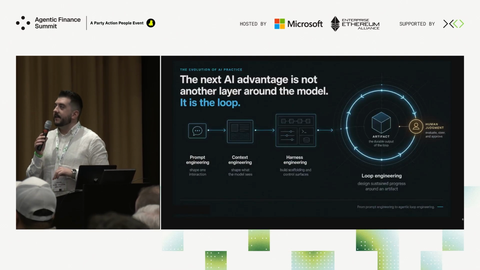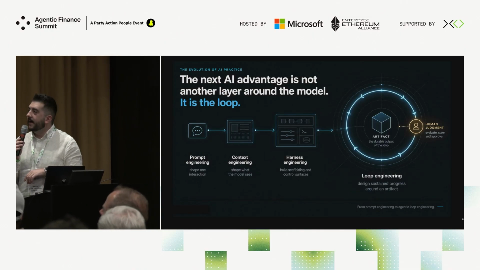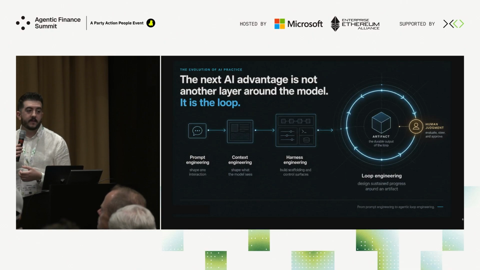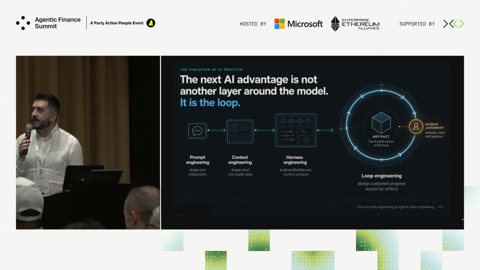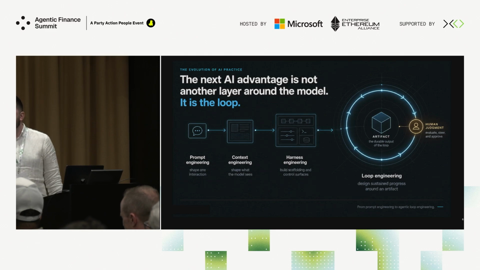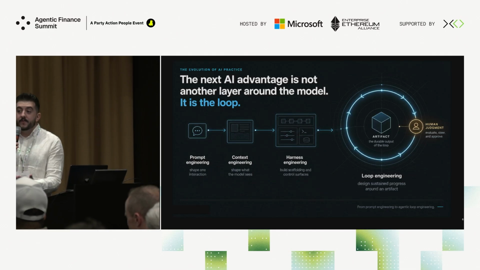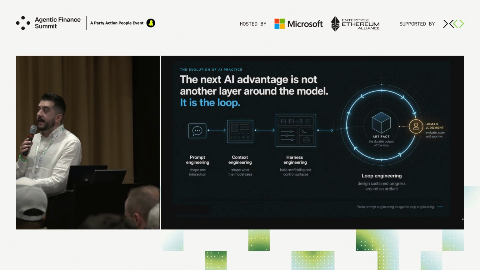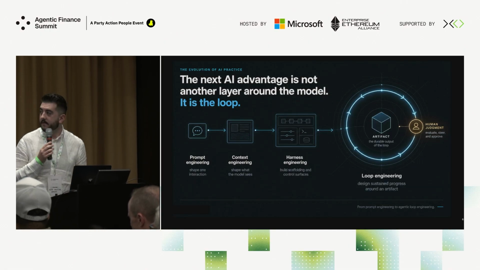I think this is a nice slide to basically summarize what we are going to talk about in the future. Everything starts with prompt engineering, maybe 2-3 years ago when large language models were released from AI labs like OpenAI, Anthropic, and DeepMind. It was basically shaping one interaction. We were thinking about what we should put in this prompt to get the best output in a single LLM call and interaction.